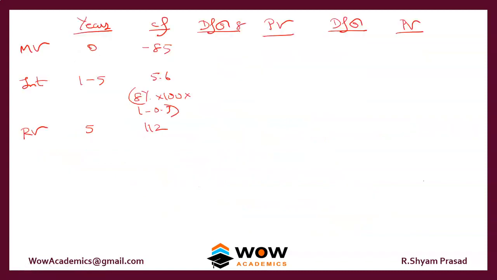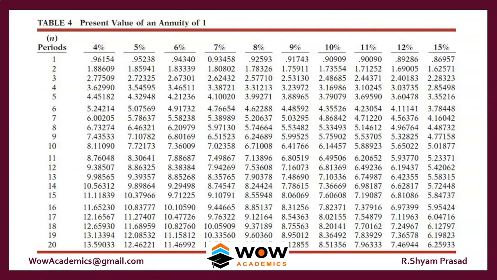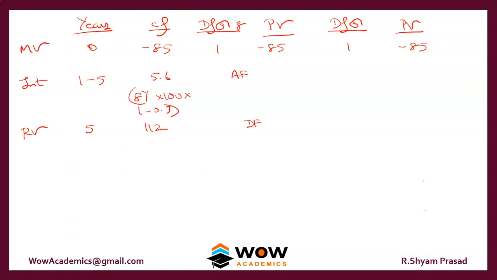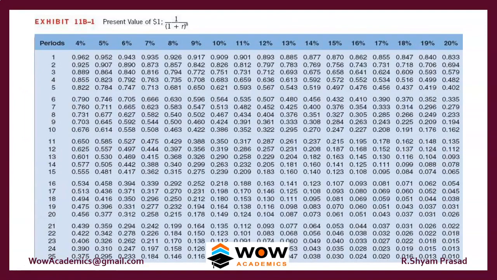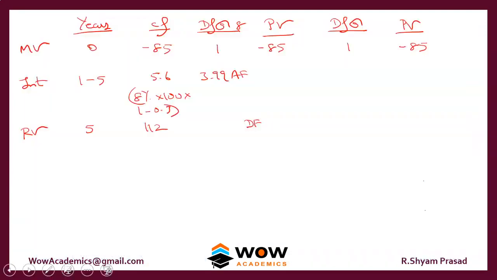Take 8% and let's see how this works. First, year 0 is always a discount factor of 1, so the present value will also be 0.85. Whatever discount factor you choose, it is always going to be the same 1. So we have to look at the annuity factor table and the discount factor table here. 8% and 5 years gives an annuity factor of 3.99, and 8% and 5 years gives a discount factor of 0.681. So we'll compute the answer. This comes to 13.6, which is a positive number.